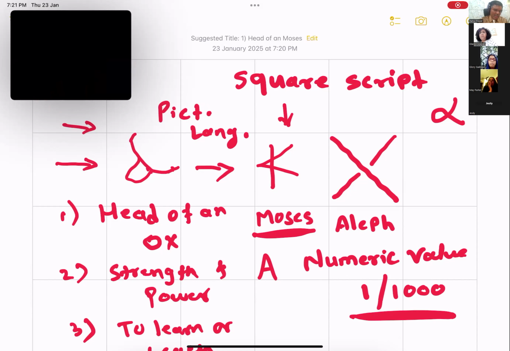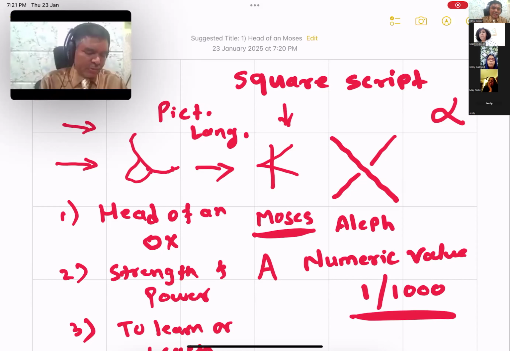Okay. What I'm telling you is that the Greek letter alpha and the Latin letter A are derived from the root letter Aleph. If you turn this letter, what you get is Latin A. And Greek letter alpha is also derived from the letter Aleph.